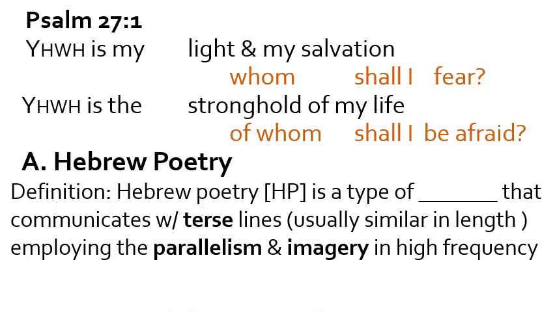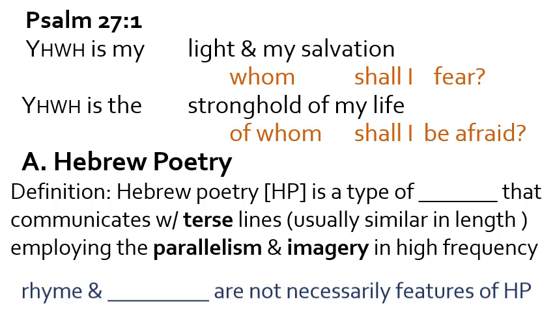Even in that little verse, light versus darkness, stronghold versus vulnerability. So darkness makes us fearful, but God is light. Being vulnerable makes us fearful, but God is a stronghold. So parallelism and imagery. Now, English poetry, we go by rhyme and meter.